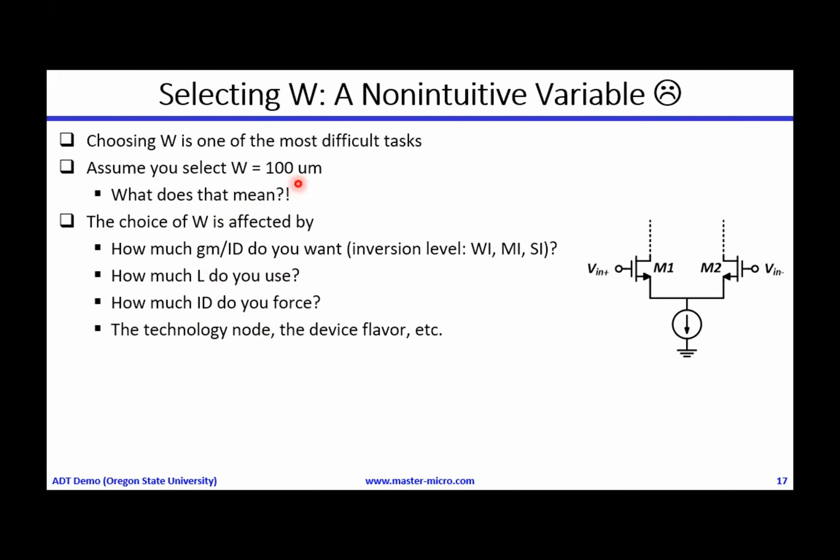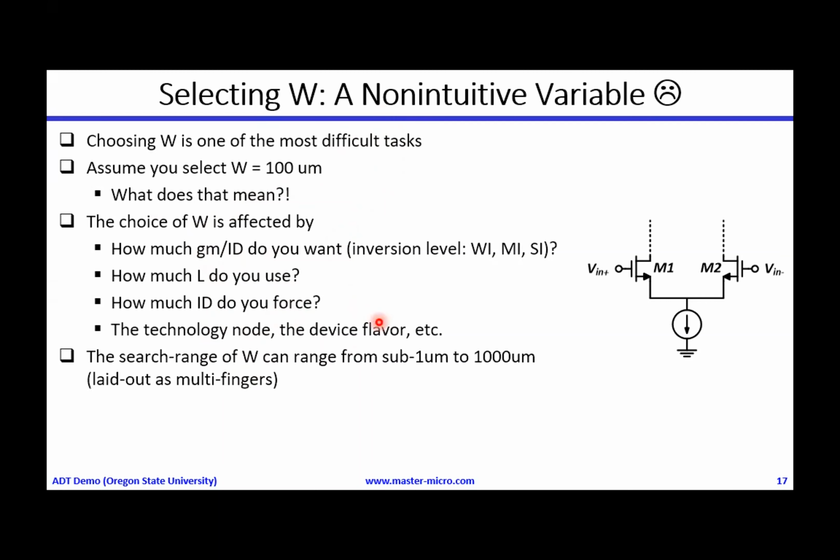So as a number, W is a completely meaningless parameter, and it is a non-intuitive variable that you cannot select by intuition. What makes the situation worse is that the search range of W is quite large. W can range from sub 1 micrometer to 1,000 micrometers, depending on, again, a bunch of parameters. So we have a very wide search range, and if you are just doing trial and error, it will be a really painful process.